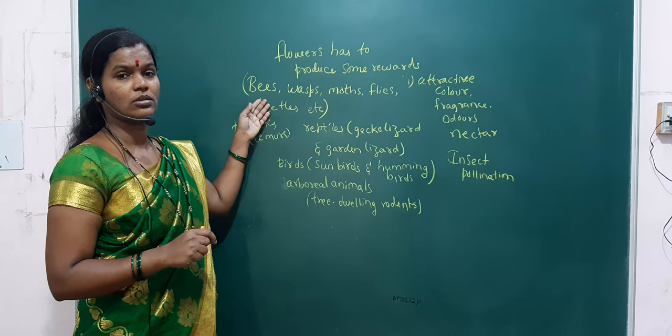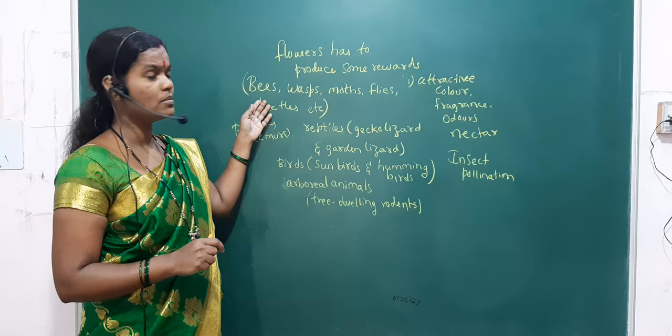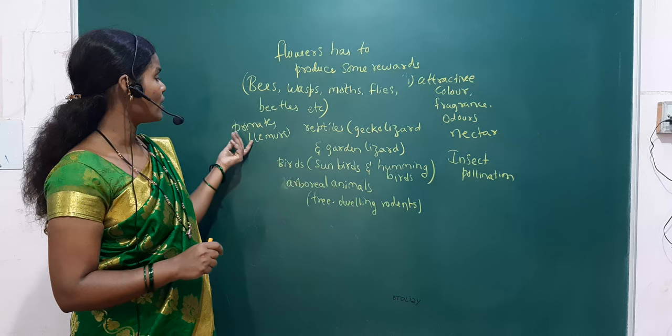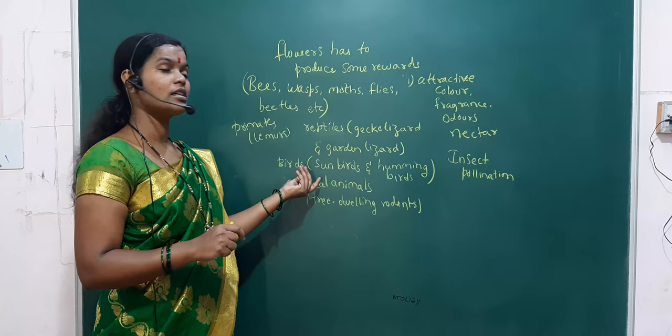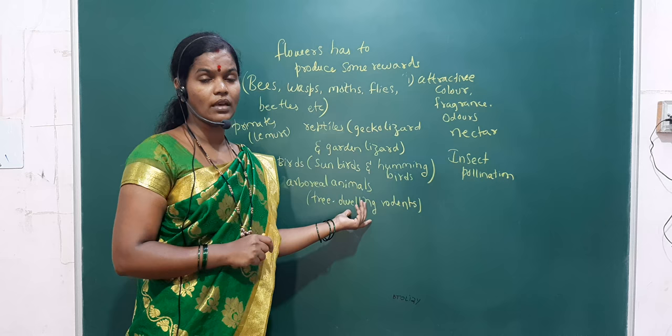Insect pollination is the dominating pollination in the angiosperms, and here we can see bees, wasps, moths, flies, beetles, etc. And the primates like lemurs, reptiles like gecko lizard and the garden lizard, and birds like sunbirds and hummingbirds, and arboreal animals, like tree dwelling animals we can say. That means always they are going to survive on the tree.